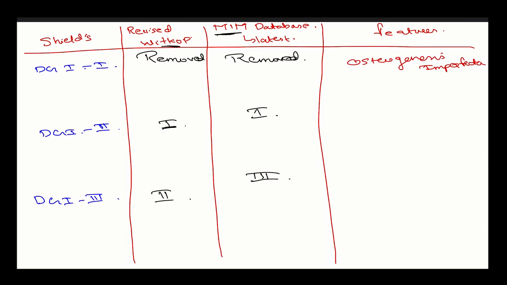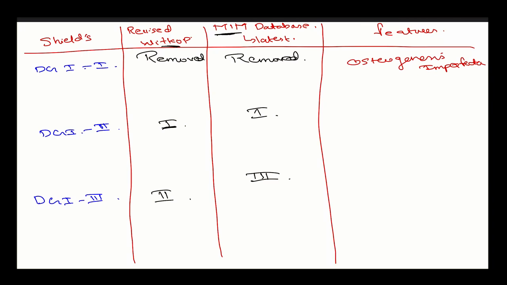This is the second one. The Witkop is the second one. It is 1, 2. Okay, so 1, 2 is the second one. 1, 3 is the third one. Okay, so this is how you have to remember it. Now I will tell you the features of each. So this is basically the DGI 1, as I told you, it's osteogenesis imperfecta.